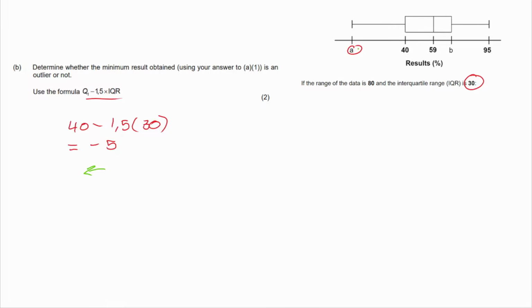But you can see this A over here was 15 from the previous question, and you can see that 15 is bigger than negative 5. So then it's not an outlier. Okay, so you get a mark for this, and then you get a mark for saying not an outlier.